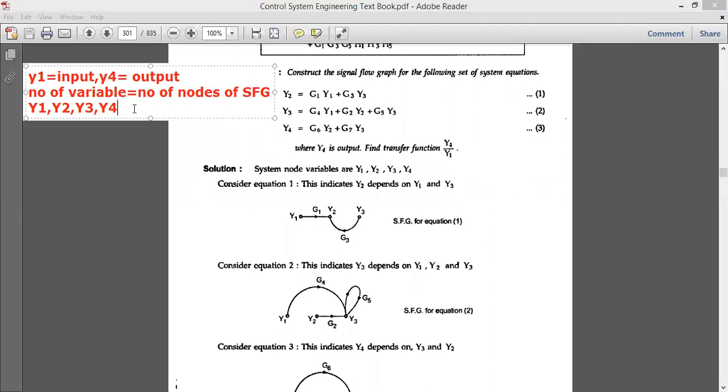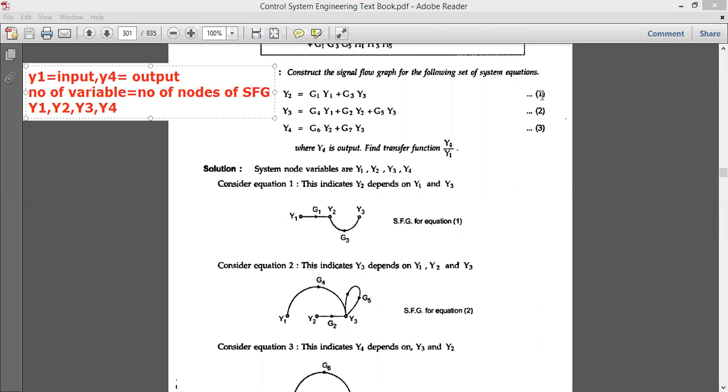Once you obtain these four variables, go for drawing the signal flow graph. You can do it individually, or you can do the whole signal flow graph at a stretch. But let us consider equation 1, equation 2, equation 3 separately, find the signal flow graph for each, and then combine all the equations to make one signal flow graph.